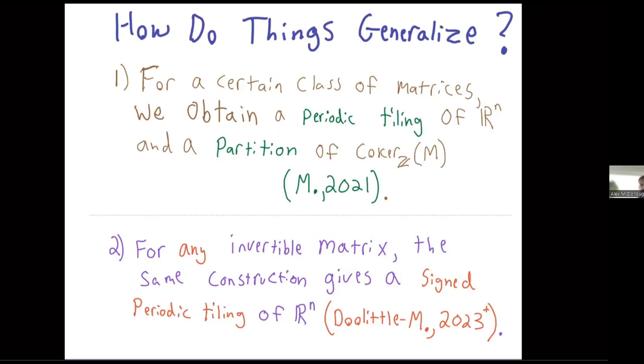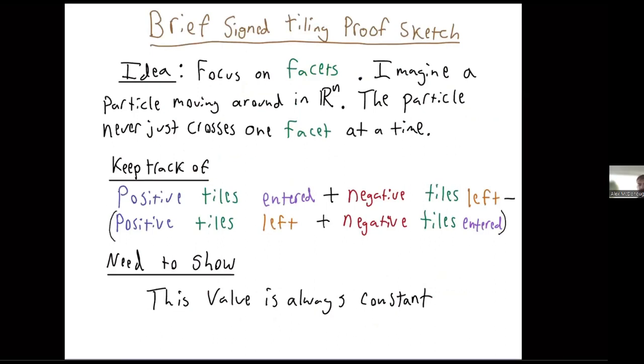So let me just give a very brief sketch of how we showed this. Originally we were thinking maybe we could just choose the points and figure out what contains them. But it turns out that we needed to focus on the facets. Imagine a particle going through the facets, and look at when it crosses each one.